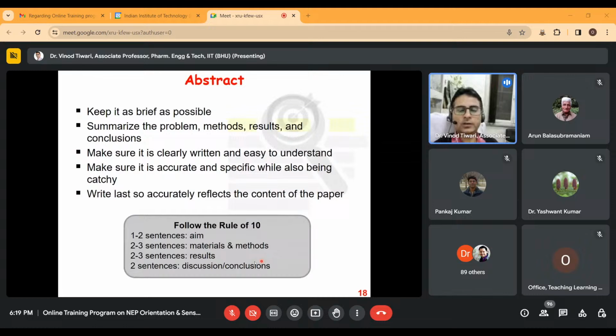If you follow that rule of 10, your abstract will be more, I would say, catchy in terms of presentation. So 1 to 2 sentences should be about the aims and objective of your research. The next 2 to 3 sentences will be about the materials and methodology, and after that 2 to 3 sentences will be about the result part, and the last 2 sentences of the abstract should talk about the discussion and the conclusion. So if you follow this rule of 10, your abstract will be kind of balanced, which can give a clear picture about what you have done and what you have identified.